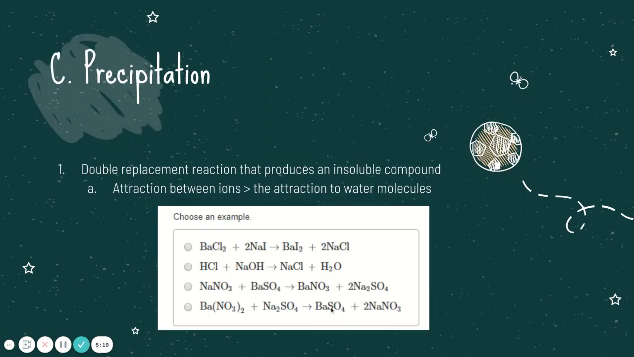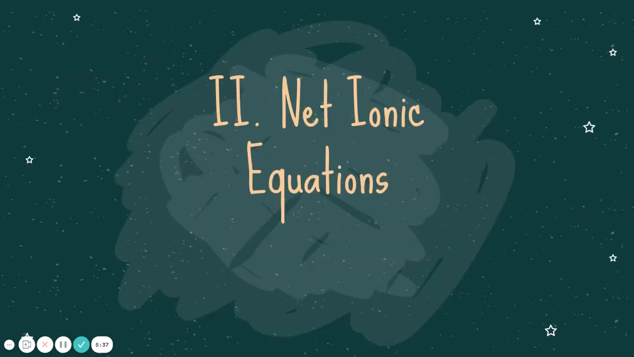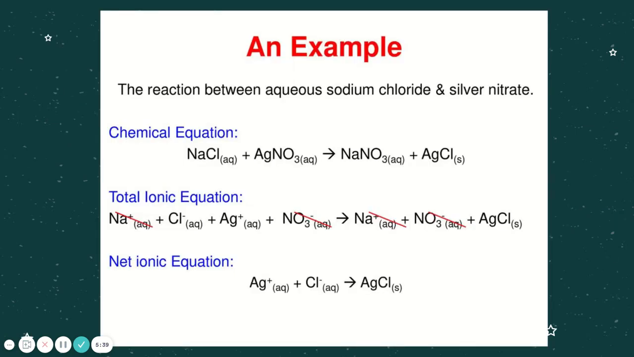This would create a precipitate, which means that if I mixed these two compounds together, they would most likely be liquids. I'd mix them together and I would produce a solid. That's what a precipitation reaction is: when two liquids combine to produce a solid. We write what we call a net ionic reaction. So a net ionic reaction is the actual reaction that's taking place to create the precipitate.